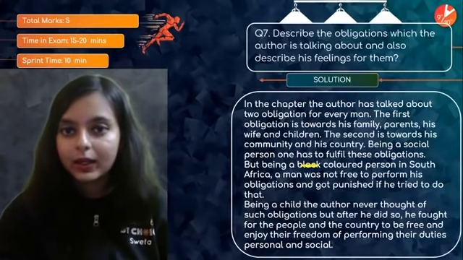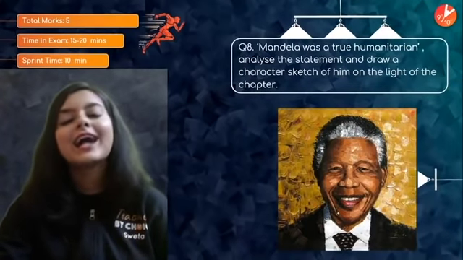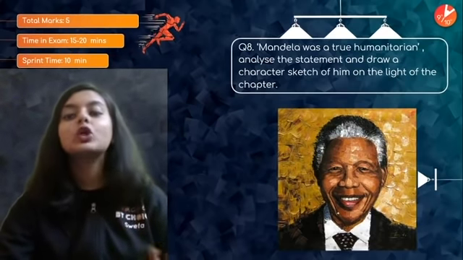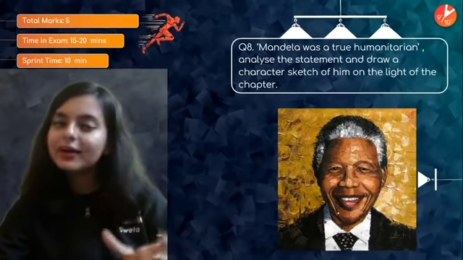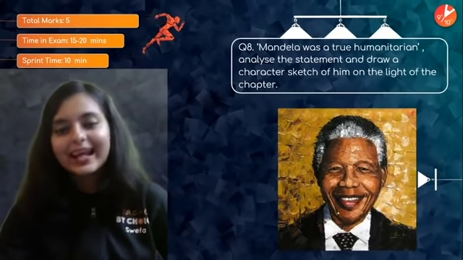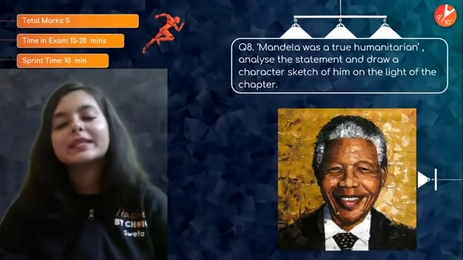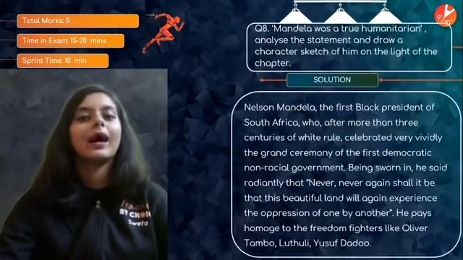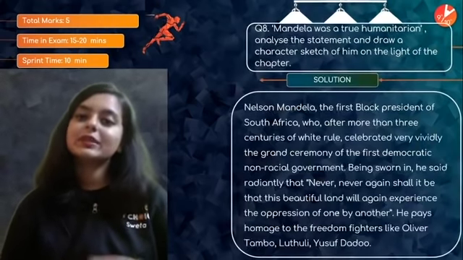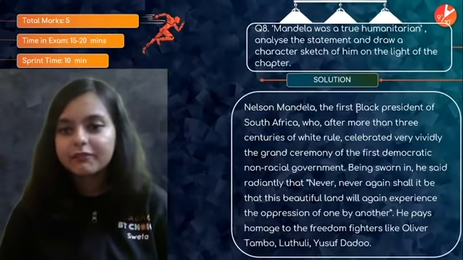Okay, talking about the last question for today, that is, Mandela was a true humanitarian. Here we will be analyzing the character of Mandela, right, in the light of the chapter that we have studied. So, quickly, let me take you through the answer. Now, Nelson Mandela was the black president. First of all, you have to say who is Nelson Mandela. Look at the answer very carefully.